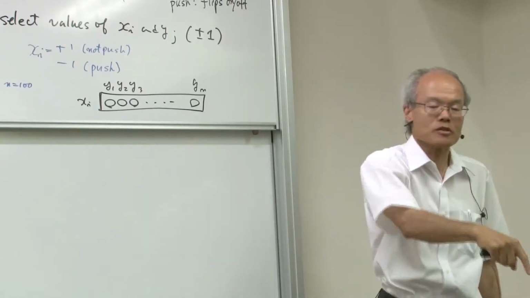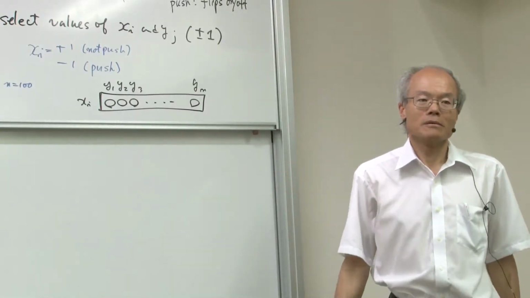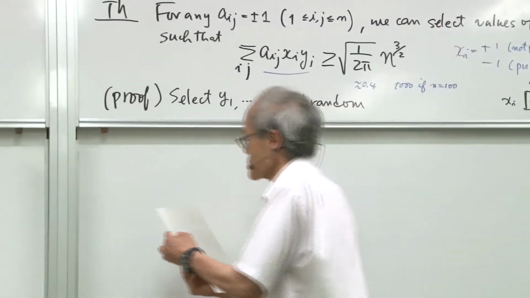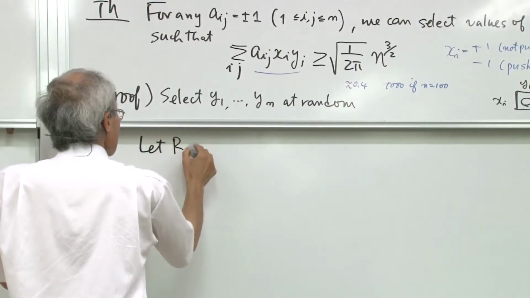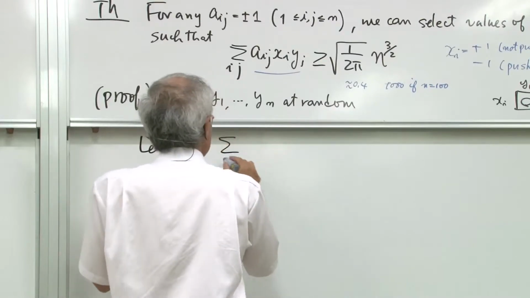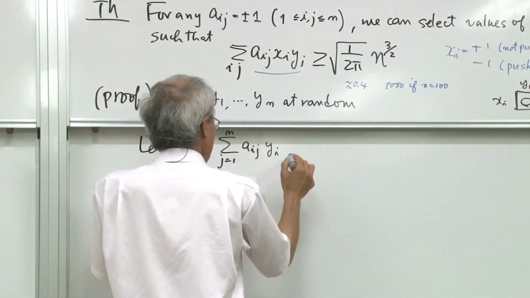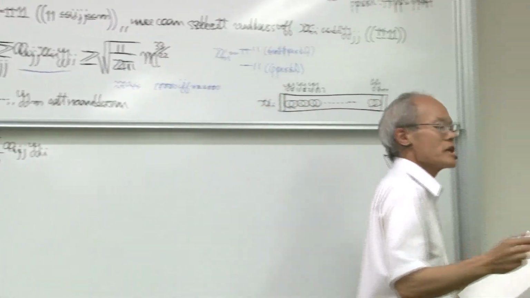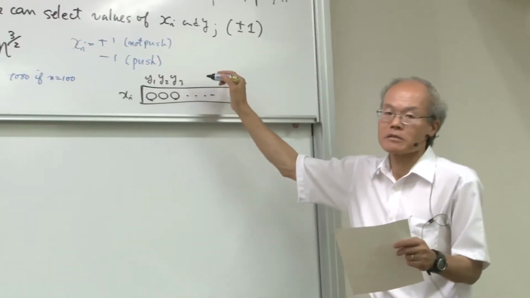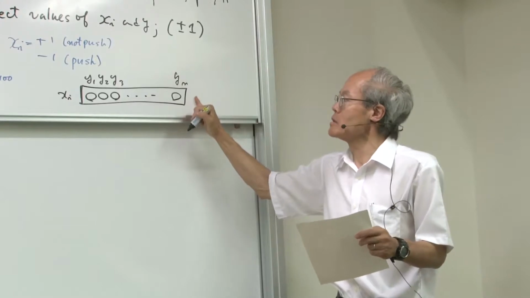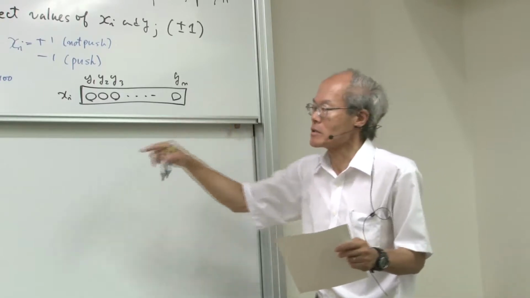Flip a coin: head, push. Flip a coin: head, push. Tail, not push. It's pretty easy. This is a value you can get from this row. After randomly selecting y1 through yn, then you can get your bonus, your money, from this ith row.